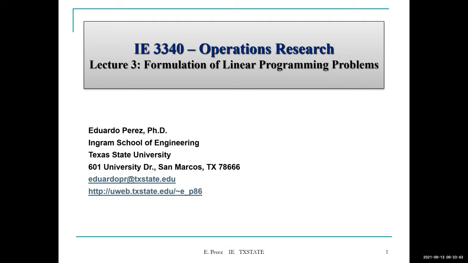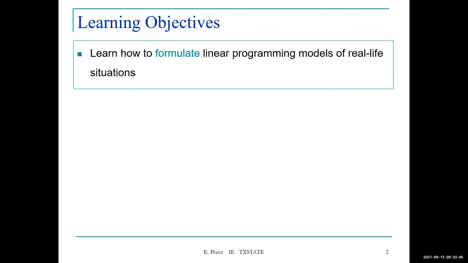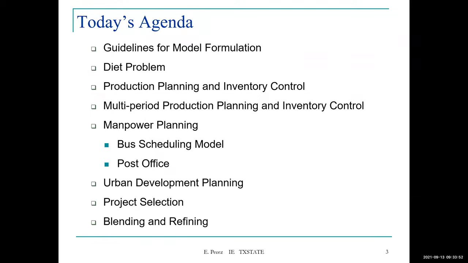But before we get into the examples, let's talk about the formulation of linear programming models of real life situations. So the agenda, as you can see in this list, has different applications that we are going to discuss in this lecture. We're gonna start with the guidelines for model formulation. And then we're gonna discuss the diet problem, which is a problem that is used frequently as the first example, and gives you an idea of a specific type of constraints.